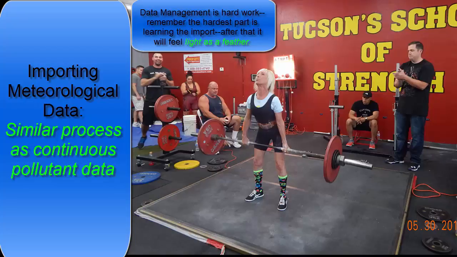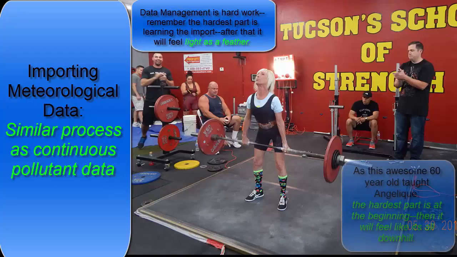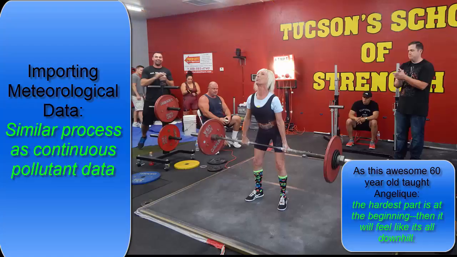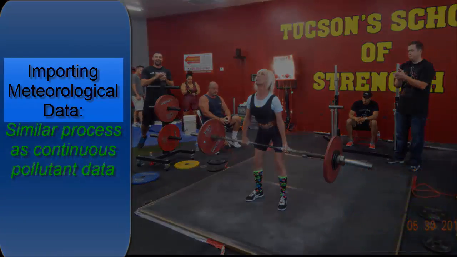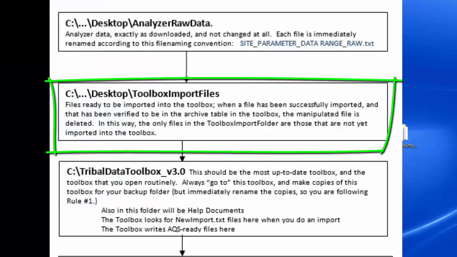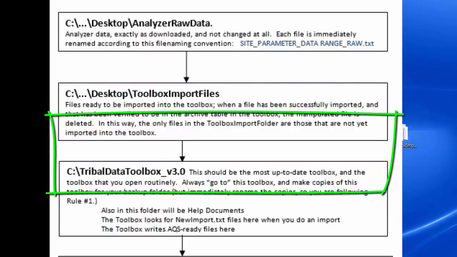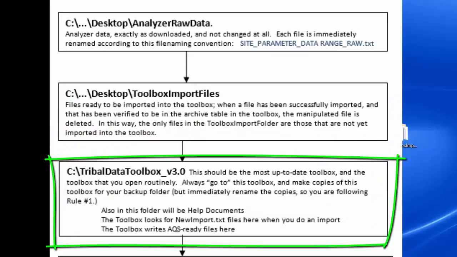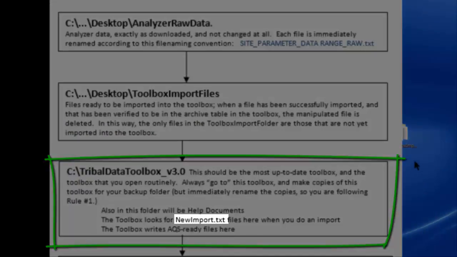Welcome to Module 7 of the Tribal Data Toolbox training, and in this module we're going to demonstrate how to import a meteorological data file into the toolbox. So the first thing we need to do is get our file out of the Toolbox import folder and into the Tribal Data Toolbox version 3.0 folder, and we need to rename it newimport.txt. So let's start by opening the Toolbox import folder.